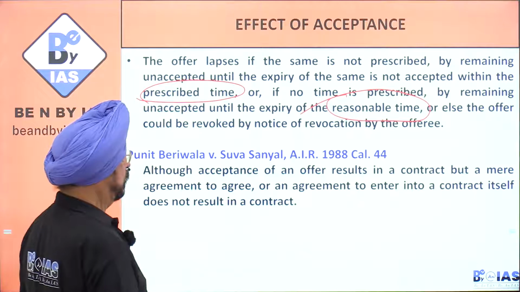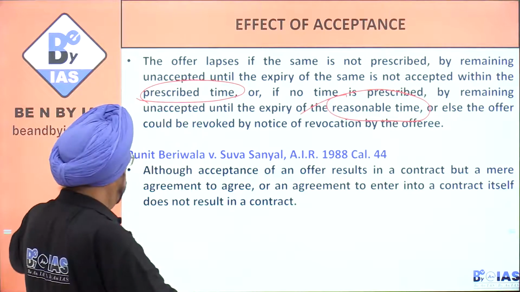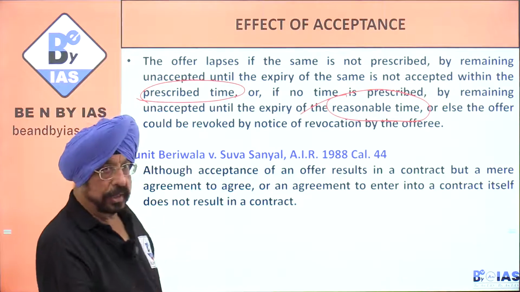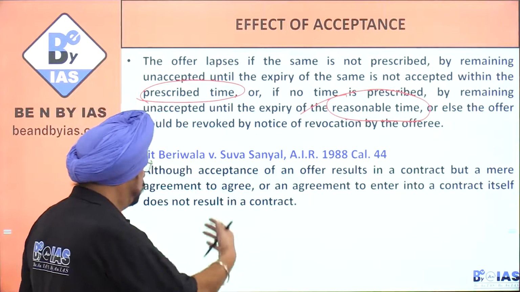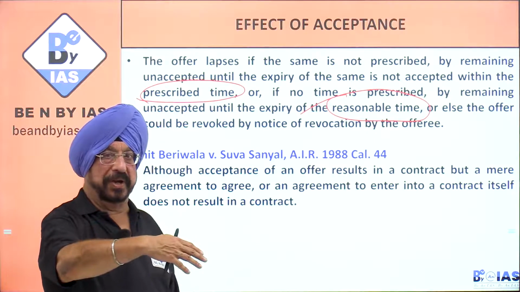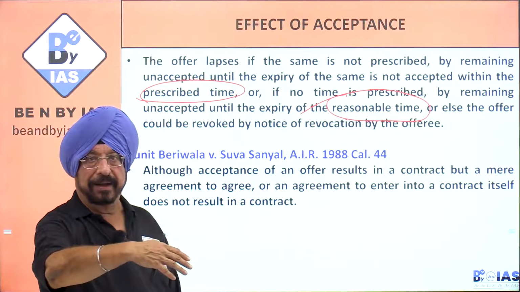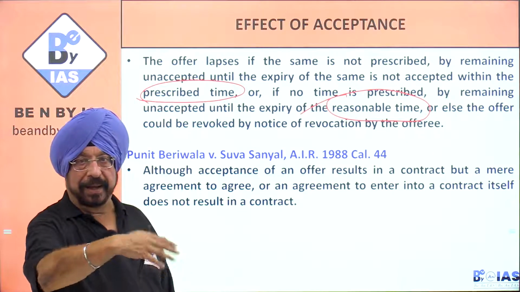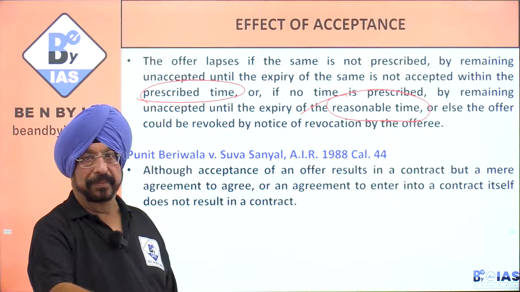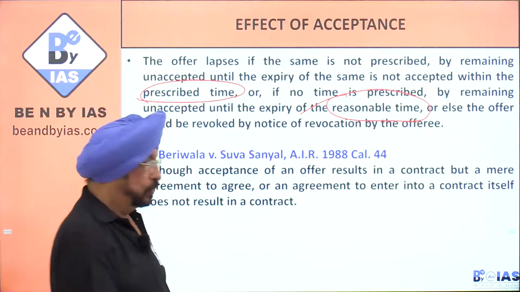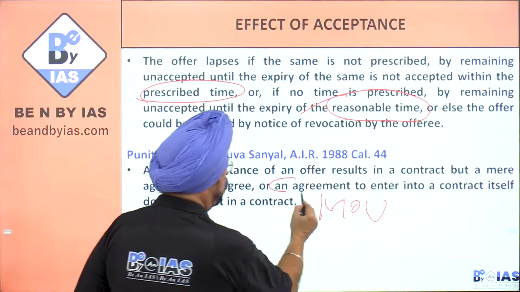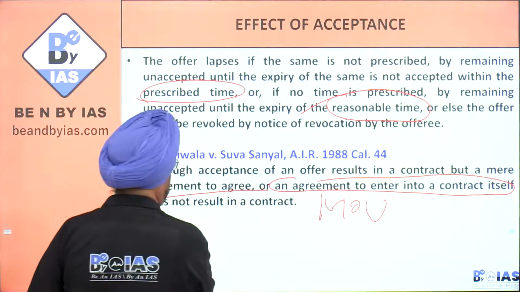Although acceptance of an offer results in a contract, a mere agreement to agree or an agreement to enter into a contract itself does not result in a contract. Go back to what we learned just now. What we learned 10 minutes ago, a very important term, MOU, you forgot. An agreement to enter into a contract itself does not result in a contract.